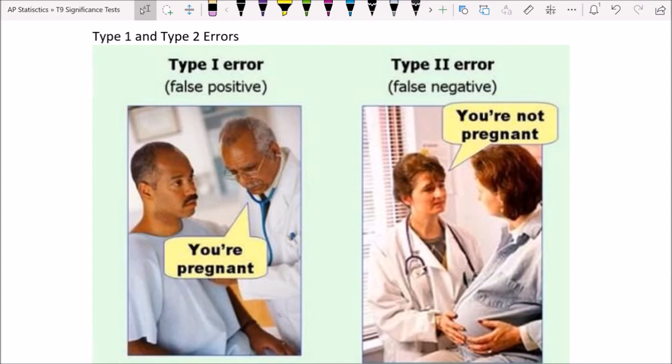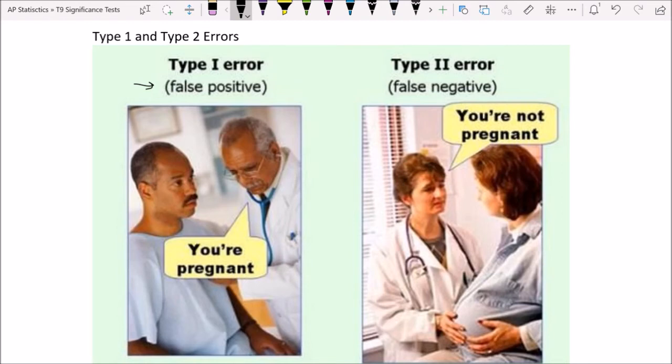These are the two error types that you're going to run into in statistics. The type 1 error and the type 2 error is how we say those. The type 1 error represents a false positive. And so check this out. You've got the guy here, he's in the doctor's office, and the doctor's saying, hey man, you're pregnant, and look at his face. Oh my gosh. It would probably be pretty obvious to us that that guy is not pregnant, I guess that would be obvious.